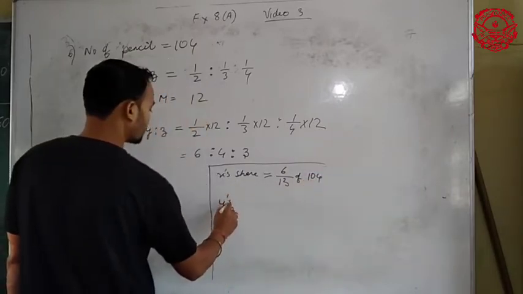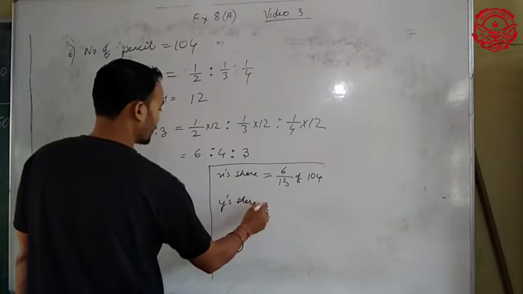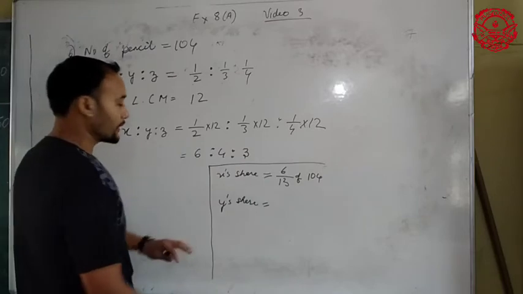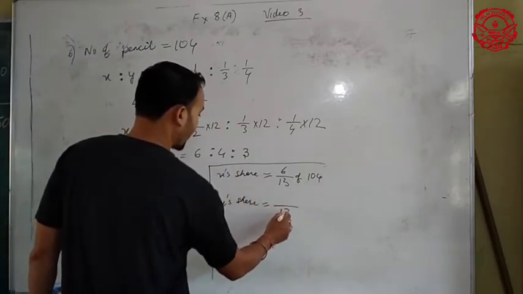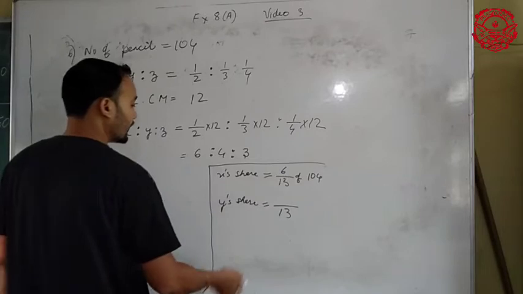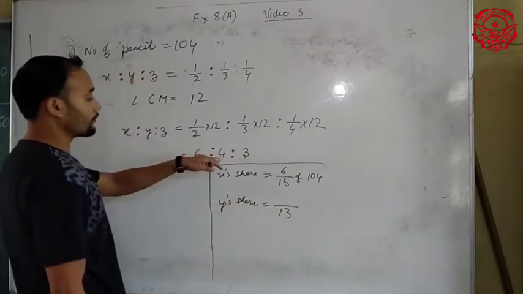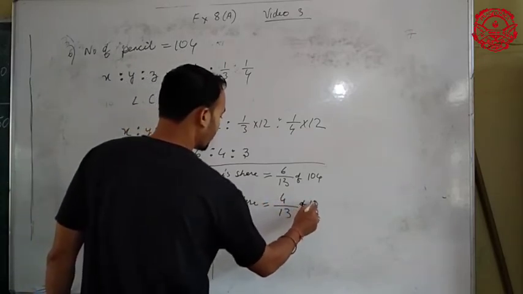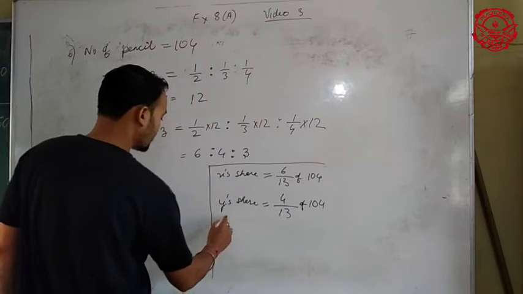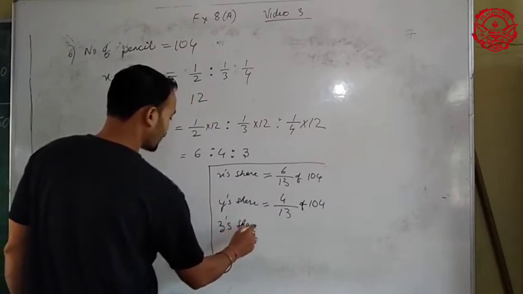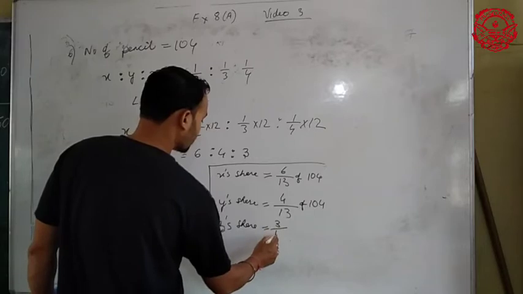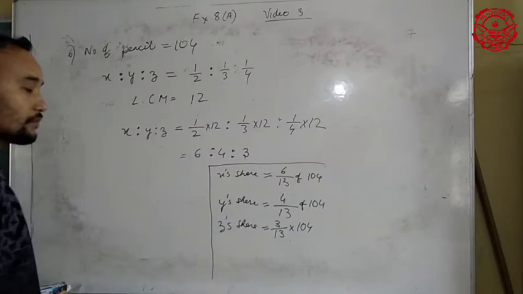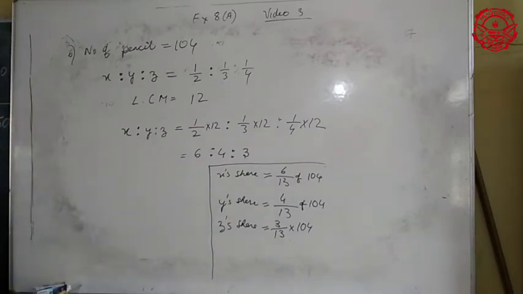Y share. Y share is how much? See, this 13 is coming because it is the total part out of the given part. What is the total part? If you add 6, 4, and 3, we get 13. And out of 13 parts, Y is getting 4. So 4/13 of how much? 104. Similarly, Z share is 3/13 of 104. If you calculate this, you get the answer.